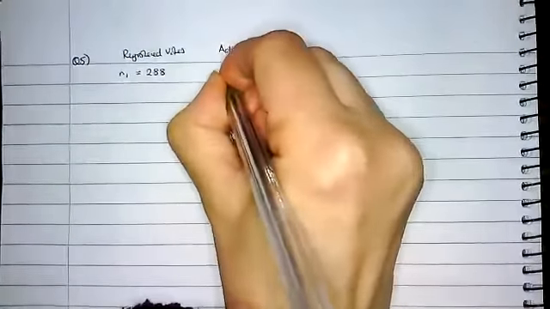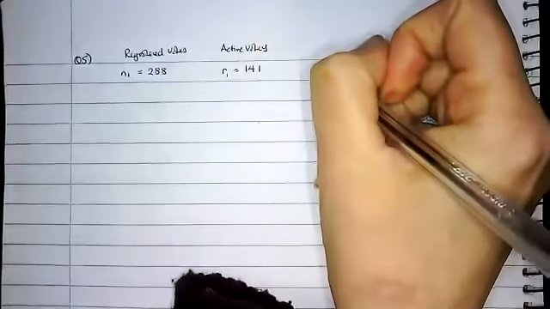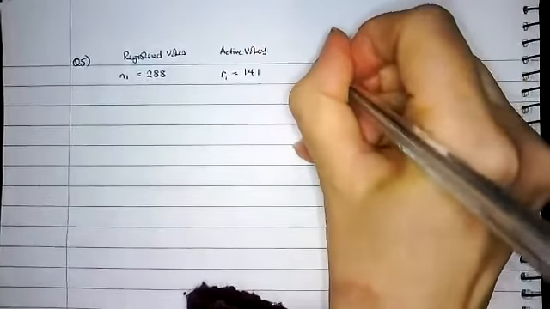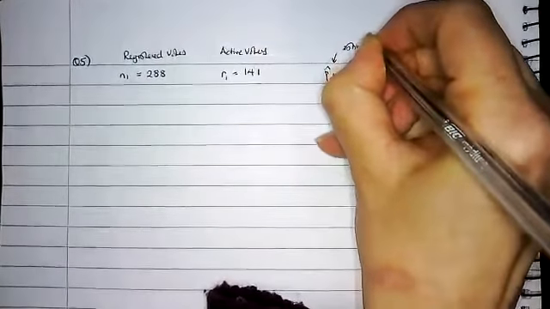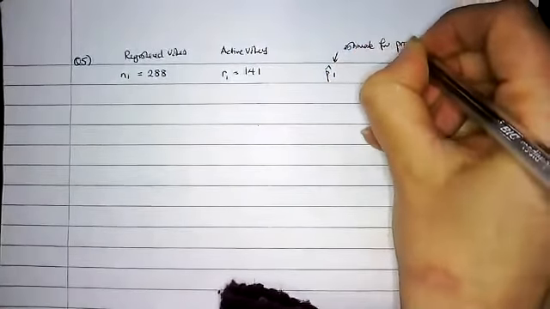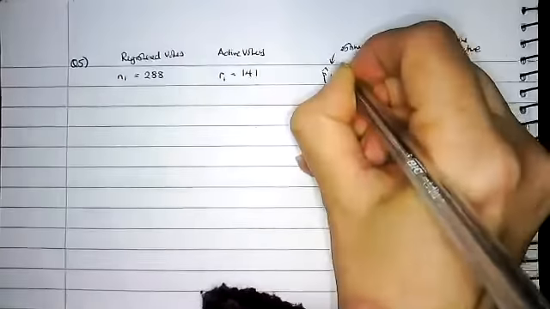So in the first area, we've got 288 registered voters that we survey. We observe that 141 of them actually go to the polls to vote. So we've got an estimate for the proportion of voters who are active, which is going to be 141 divided by 288.